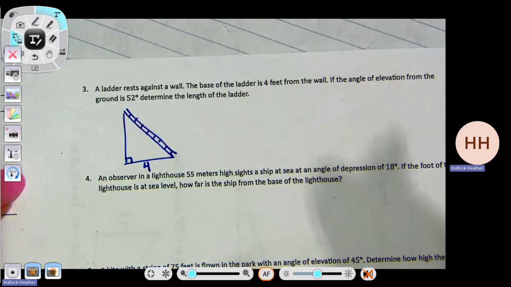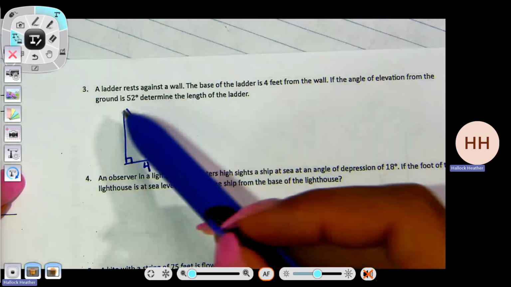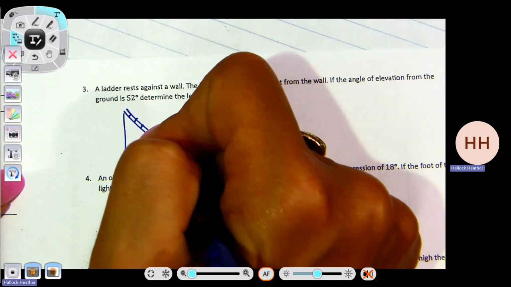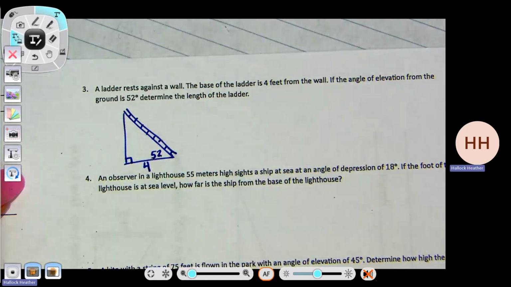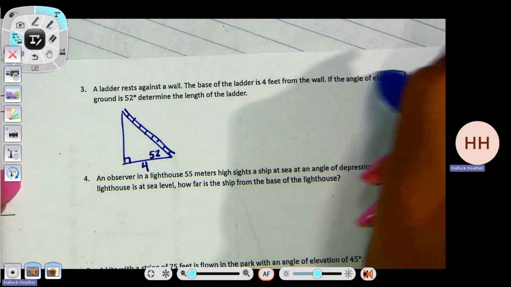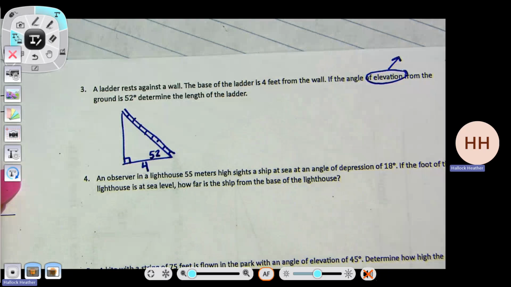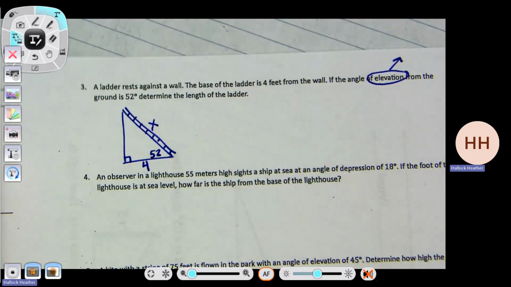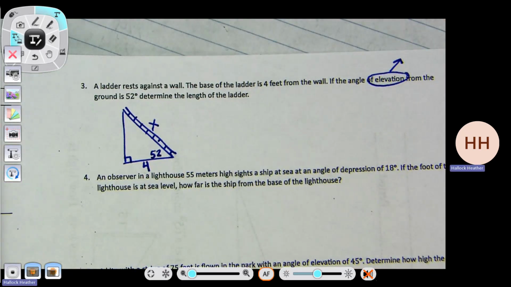Good. Context clues. If the angle of elevation from the ground is 52, where's that going to go? No. At the bottom, because it's angle of elevation from the ground. You're on the ground, you're going up. Determine the length of the ladder. Where's X going? X is going under the wall, the hypotenuse. So you should be using cosine.